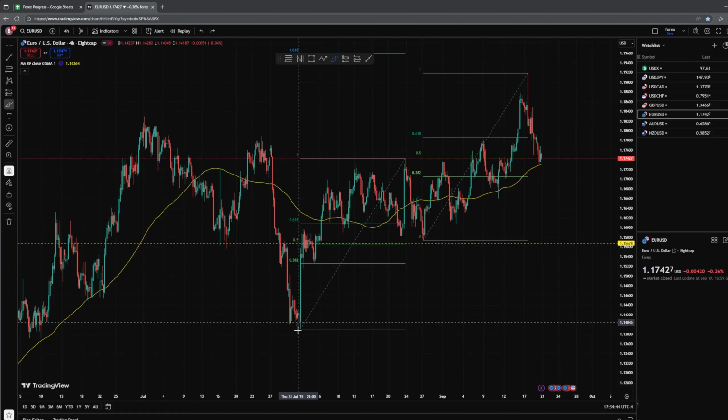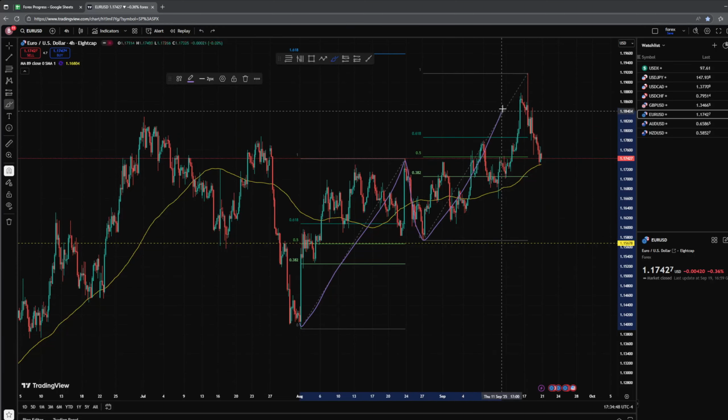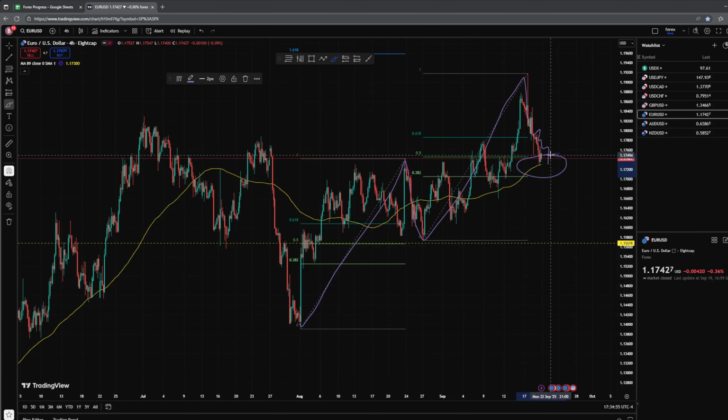Okay, so we have original up leg, retracement, up leg. Now market has retraced into 50% zone here. So in general, I would like to trade Euro USD because Euro USD seems to be more stable compared to pairs like pound USD and New Zealand dollar USD. So it's really up to you to choose.